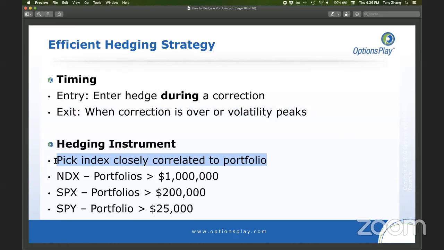So if you have a fairly diversified portfolio, maybe you own a bunch of ETFs, then you might want to just use a broad-based index like the S&P, NASDAQ, Dow Jones, those types of ETFs or indices. If you have a very, let's say, tech-heavy portfolio, then you might want to use the QQQs or maybe even XLK, one of the sector ETFs. And if you just have a concentrated position in a single stock, then you may even just want to buy put options on that stock alone.